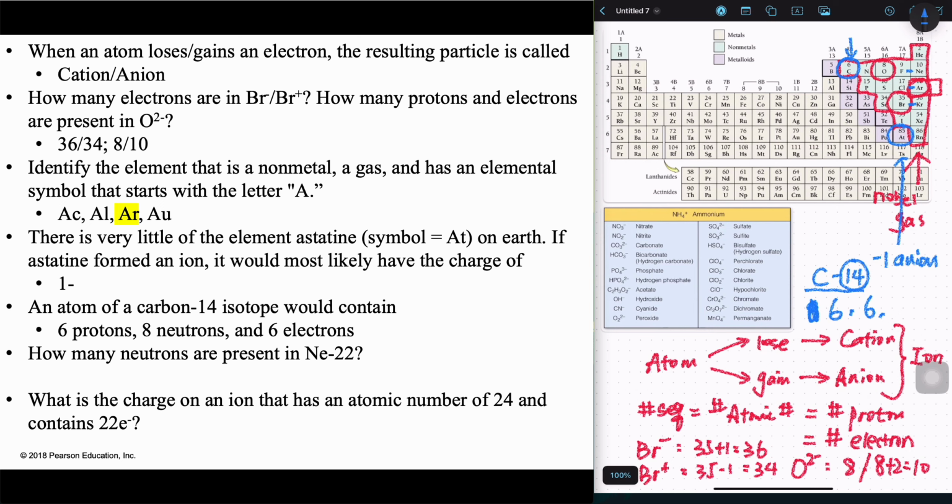So since there are 6 protons within carbon-14, the number of neutrons will definitely be 14 minus 6, which will be 8.